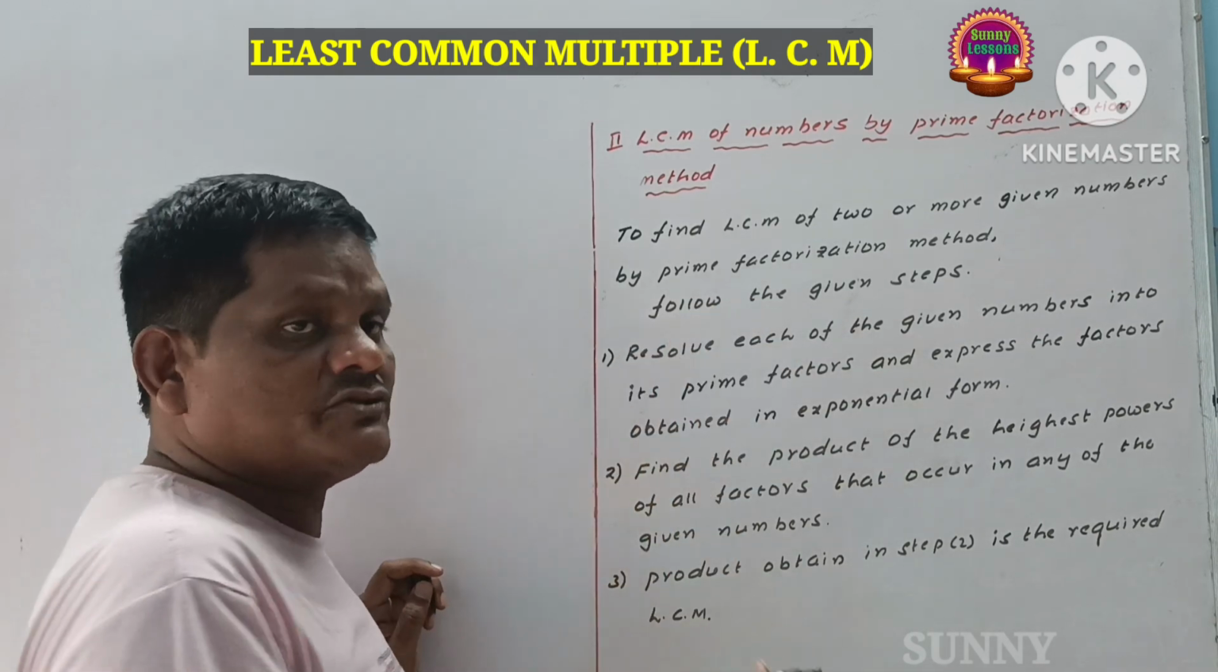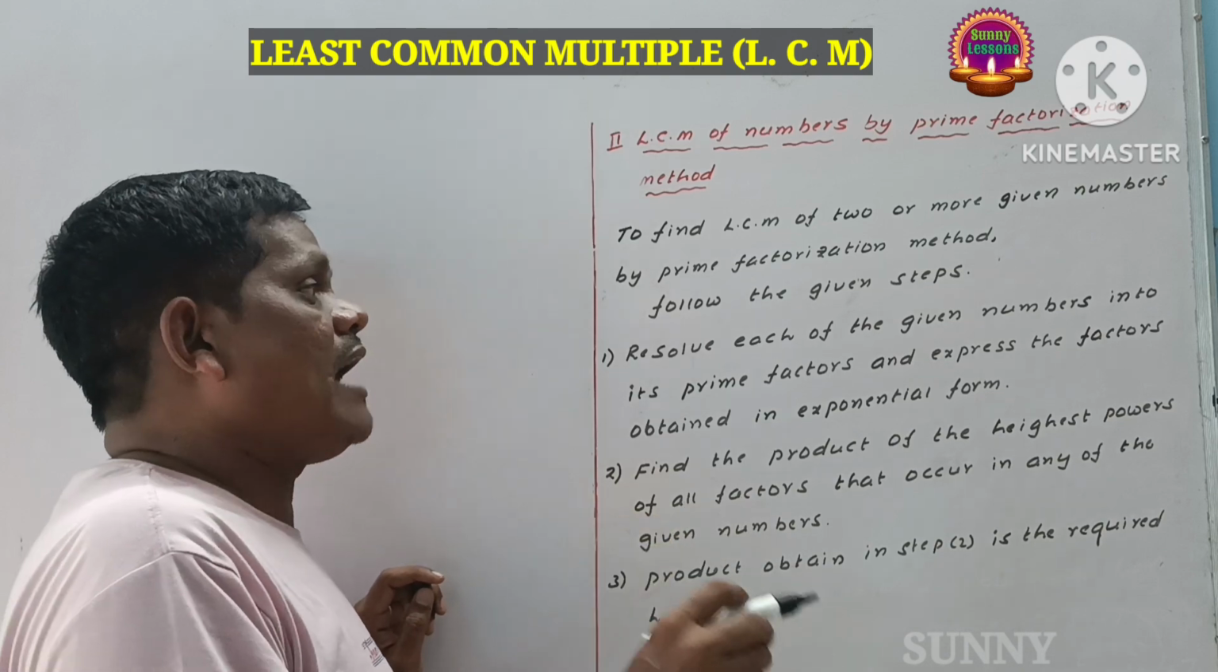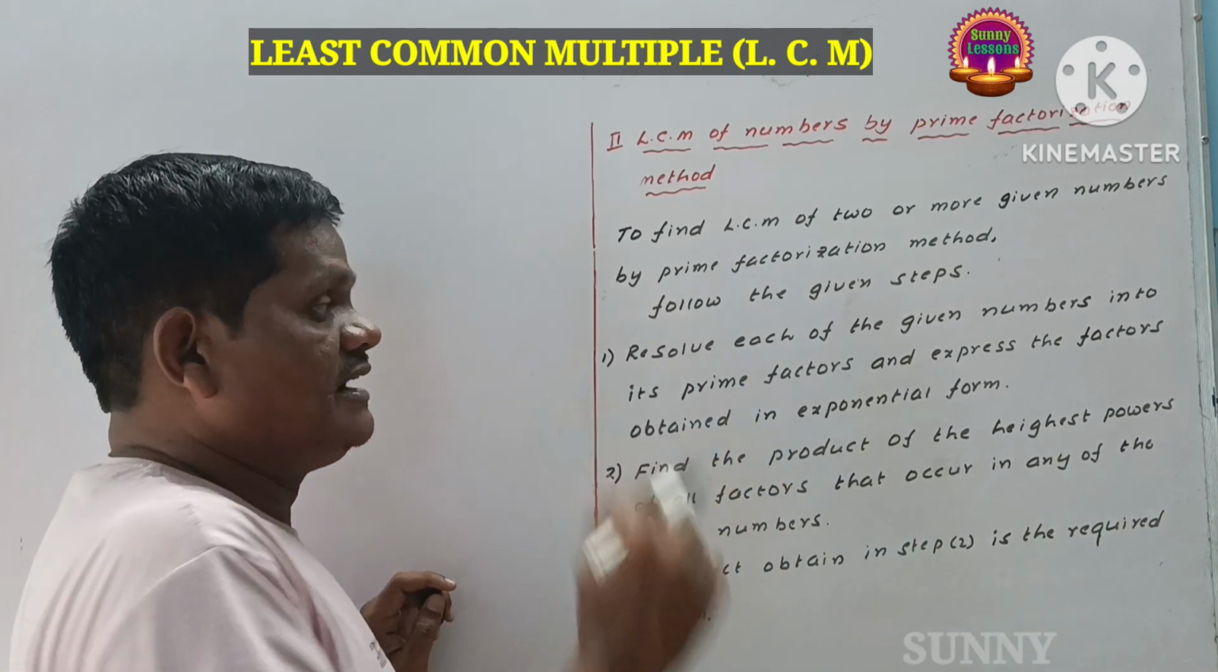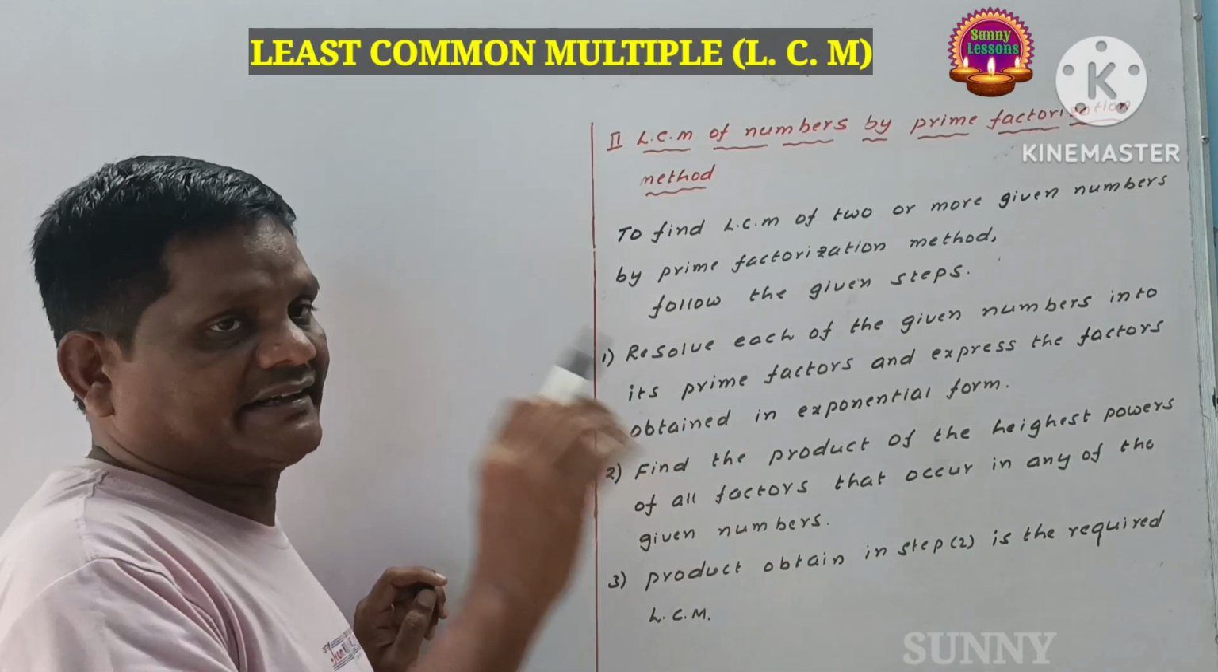The second method is LCM of numbers by the prime factorization method. To find the LCM of two or more natural numbers by the prime factorization method, we have to follow the given steps. Resolve each of the given numbers into prime factors.